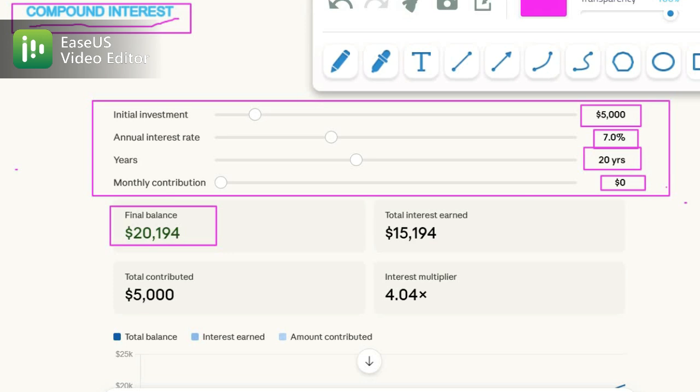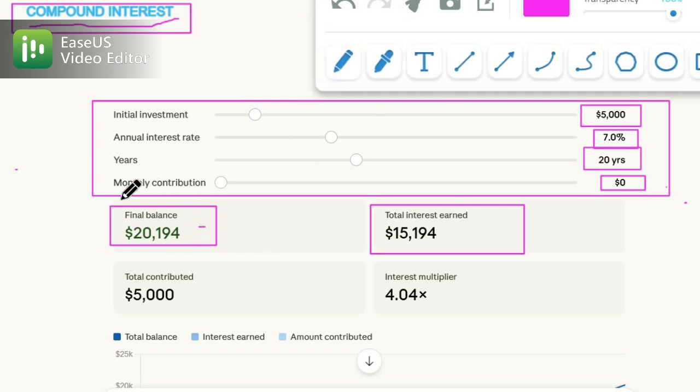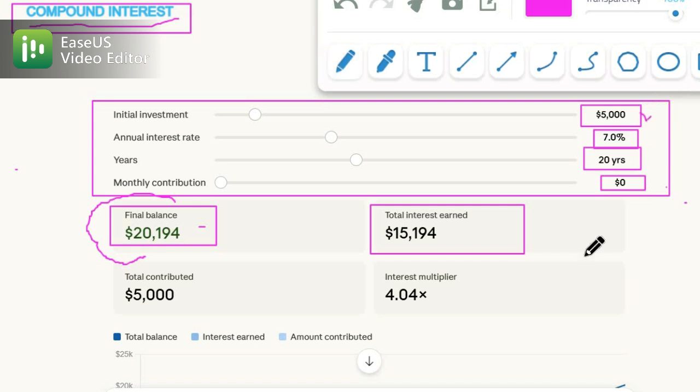So what about this 15,000? This is the total interest. Out of this amount, the 20,194, this 15,195 is your pure interest, and your original amount was this 5,000. You got 5,000, and now you have pure interest of about $15,194. So your money multiplied about 4 times. This shows how just leaving money alone for a time makes it grow bigger.